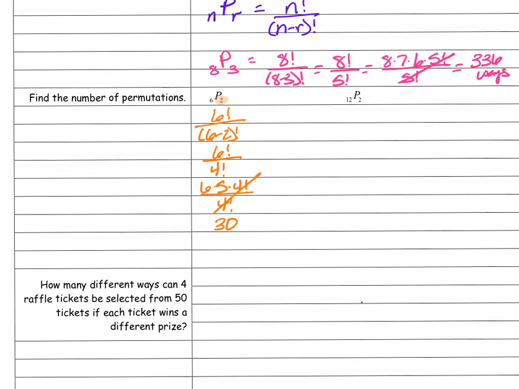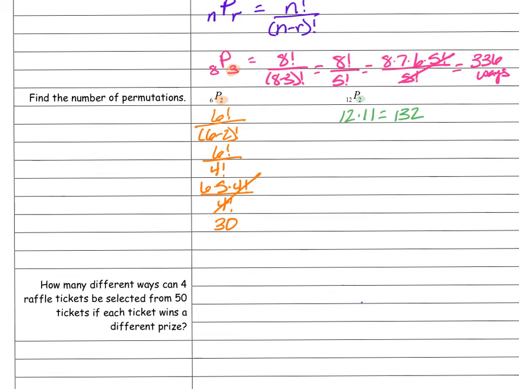On the second one, if I go by the same reasoning, and it's worked both times, I just want to point this out. On the earlier one, I took the first 3 of 8 times 7 times 6. It works on permutations. So on the next one, where it says 12 choose 2, I'm going to have 12 times 11, which is 132.